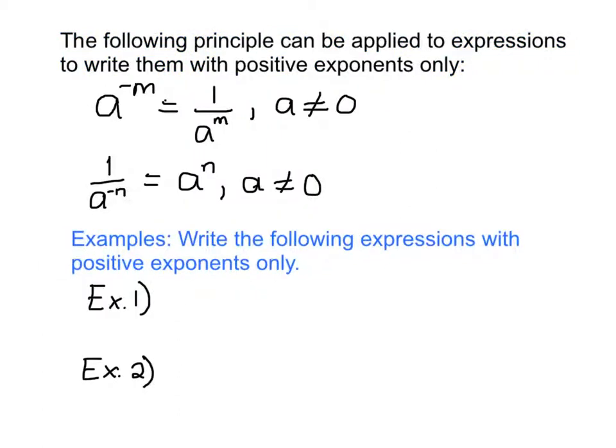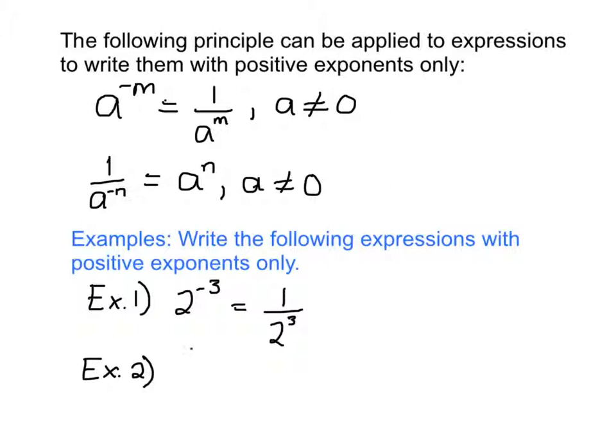Example 1, we're going to look at 2 to the power of negative 3. We want to write an equivalent expression that has positive exponents only. We see a negative exponent with a base of 2, so we're going to apply the first principle that we wrote above, where the 2 as a base goes to the bottom of the fraction and its exponent becomes positive. And we leave a 1 on top of the fraction. And that would be our simplified answer.